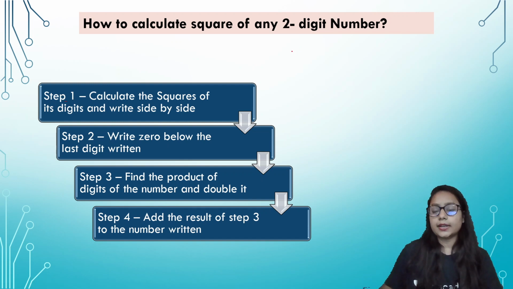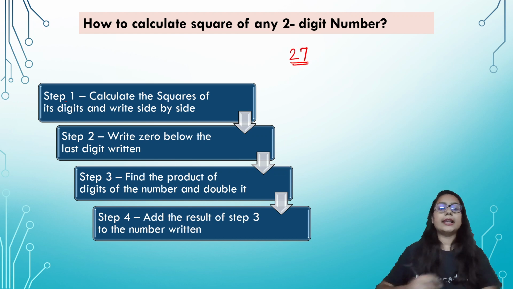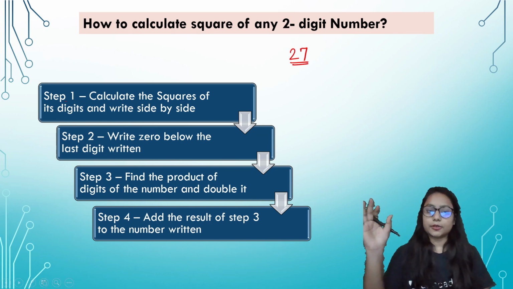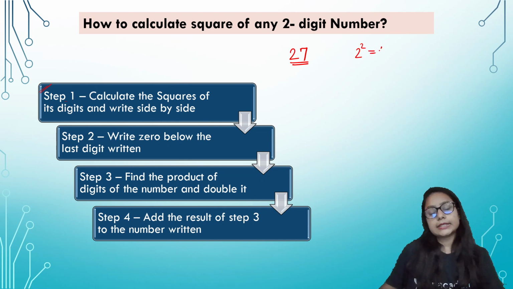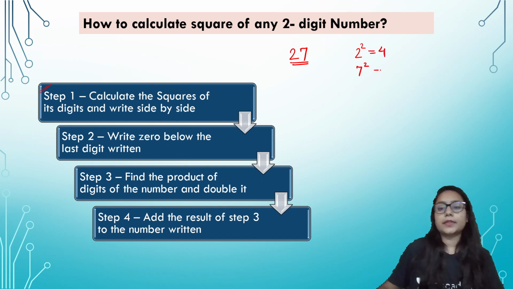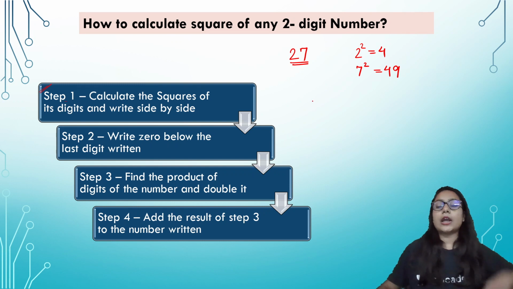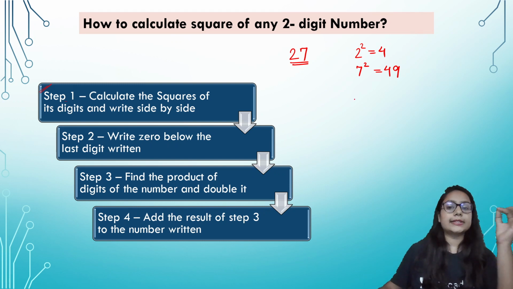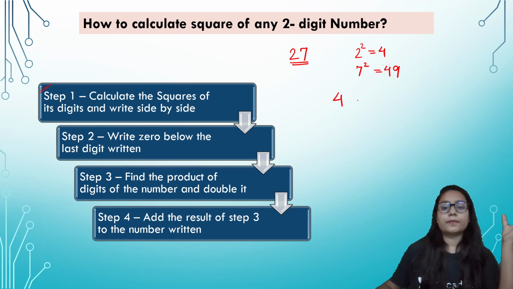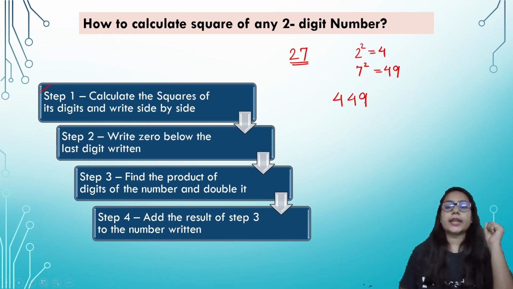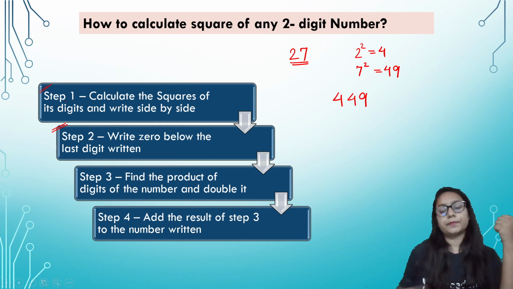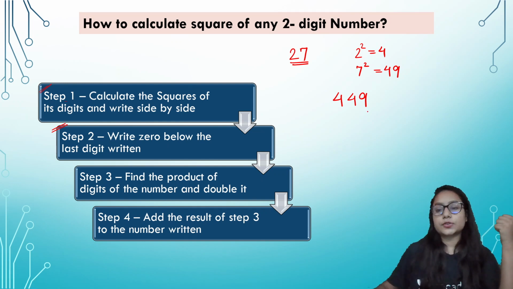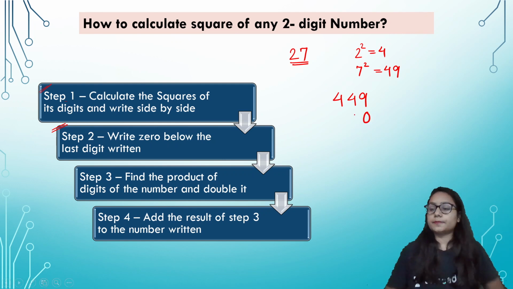So let us take our number 27 and try to find its square. For that, let us do step 1. Square of 2 is 4. Square of 7 is 49. Now I have to write these squares side by side, so I write 4 and 49. What is step 2? Write 0 below the last digit written. The last digit I have written is 9, so I'll write a 0 beneath it.